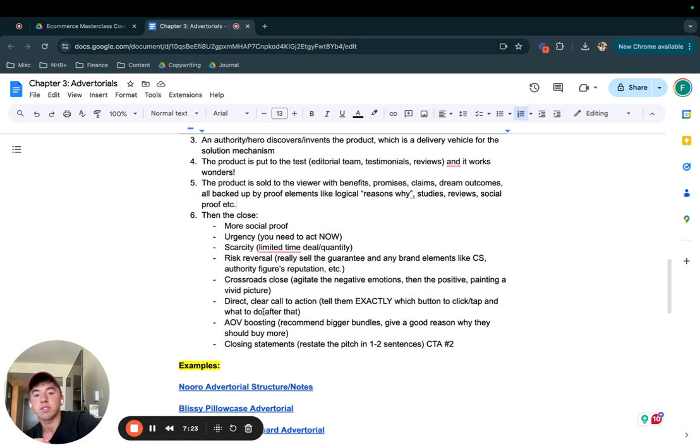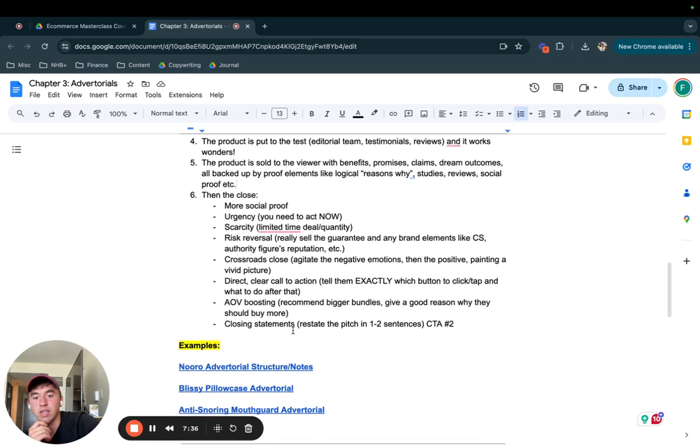And you can also do AOV boosting. So this first call to action leads into, but wait, if you have some kind of discount or promotion, you have a special chance to buy more at a discount and save more money, give it to friends and family, have more for yourself, depending on the functionality of your product. If they need multiple of them, this is a great way to do that.